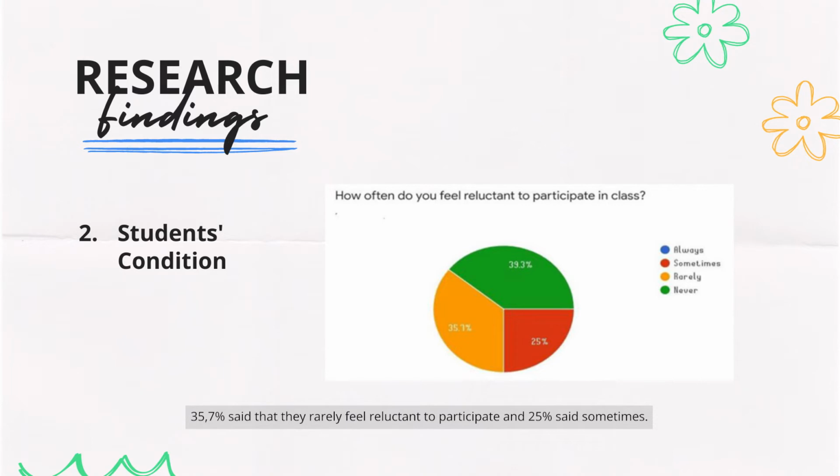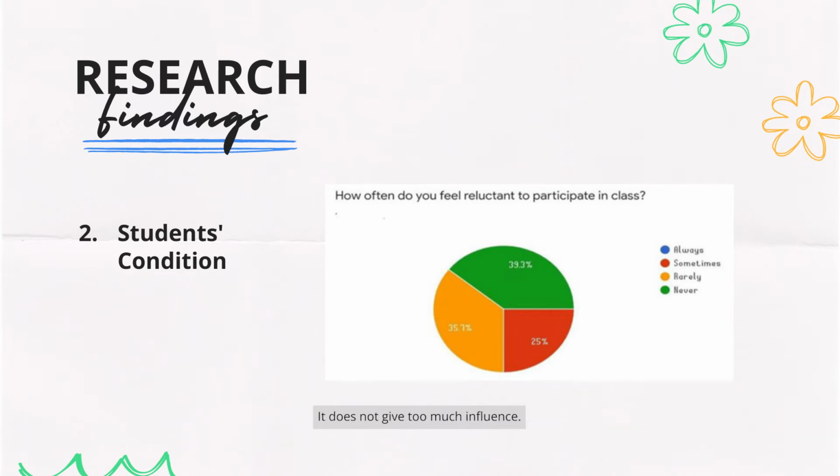35.7% said that they rarely feel reluctant to participate, and 25% said sometimes. However, 39.3% said that they are never reluctant to participate. It means they are willing to participate in class discussion of their own will, and they do it happily as they also enjoy class activities. Those numbers show that although reluctance is one factor that determines the respondents' participation in speaking class, it does not give too much influence.